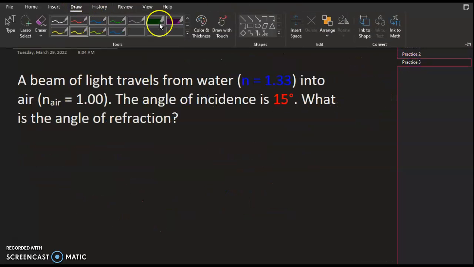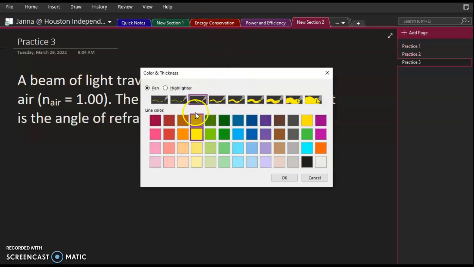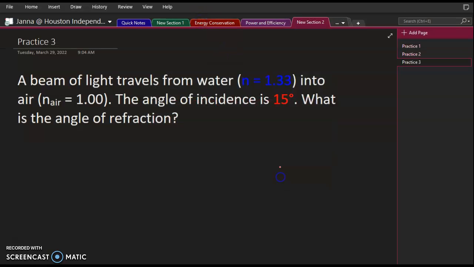A beam of light travels from water, that's N equals 1.33, into air, N equals 1.00. The angle of incidence is 15 degrees. What is the angle of refraction? So in this case, we'll use the equation again. N1 sine theta 1 equals N2 times sine theta 2.